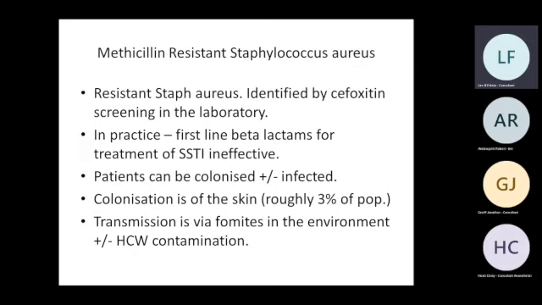Your patients can be colonized or infected with MRSA. About 3% of the population is colonized with MRSA. When it comes to MSSA, which is methicillin sensitive Staph aureus, that number is about 30%. Colonization is of the skin. And your transmission is via fomites. So fomites are skin cells that contain bacteria, essentially, that shed into the environment and contaminate the environment. So transmission is via fomites and possibly healthcare worker contamination as well.